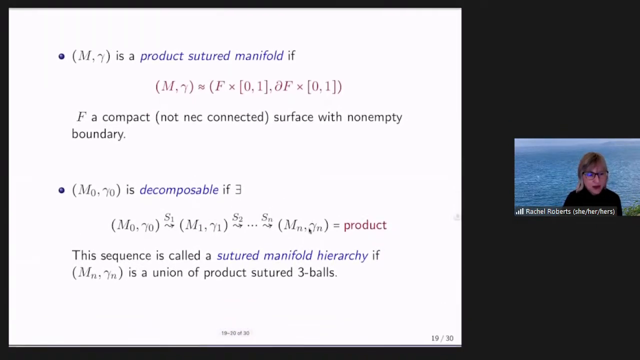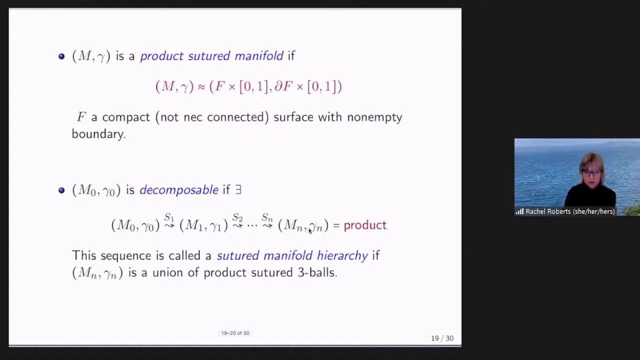And (M, gamma) is a product sutured manifold if it's homeomorphic to a sutured product. So F is just some compact surface with a non-empty boundary, not necessarily connected, and it's a product sutured manifold if M is just the I bundle F cross [0,1], and the gamma are these annuli, boundary of F cross [0,1]. And (M_0, gamma_0) is decomposable if there exists such a partial sutured hierarchy where you end up with just a product sutured manifold, something that looks like F cross interval, boundary F cross interval. So this is what we're going to be interested in.